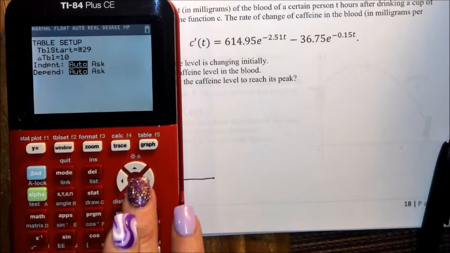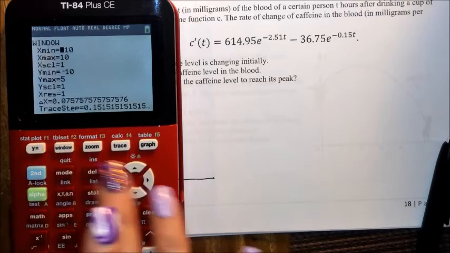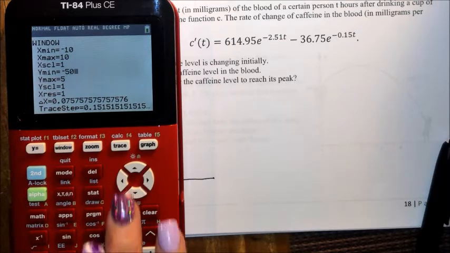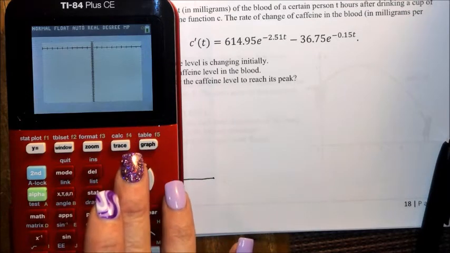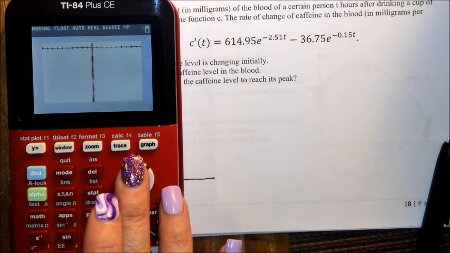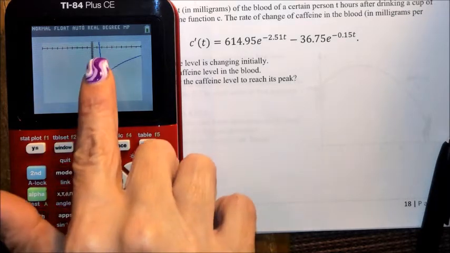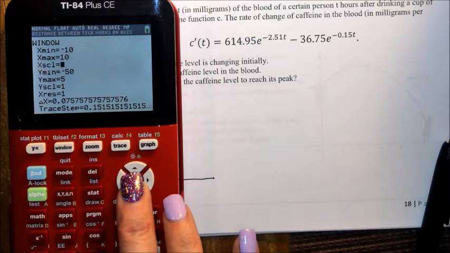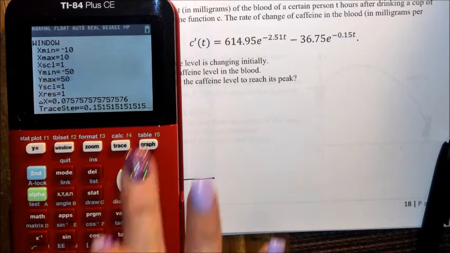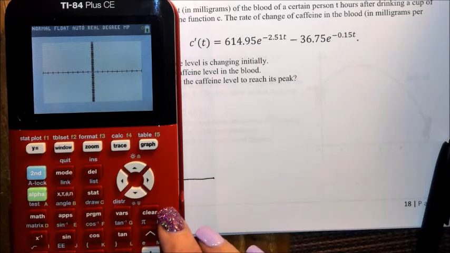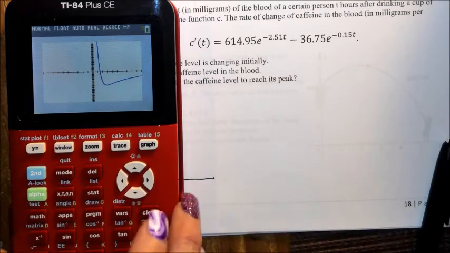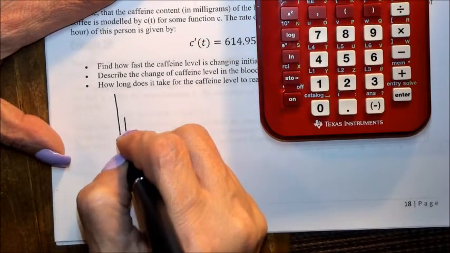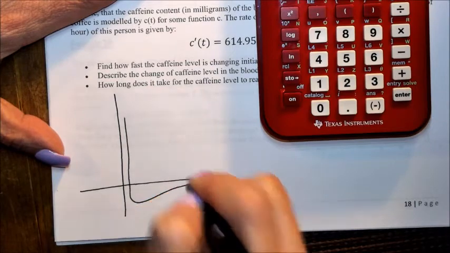So I'm going to do window. There we go. On the Y, I'm going to go down to about negative 50. I think that'll be good. Let's see what it looks like. Yeah, there it is. It comes down, and if I wanted to see a little bit more, I could take the top up to 50. I could see it a little bit better. So I get the idea of what it looks like. If you haven't played with your window tab that much, it's a good idea to play with it a little bit.